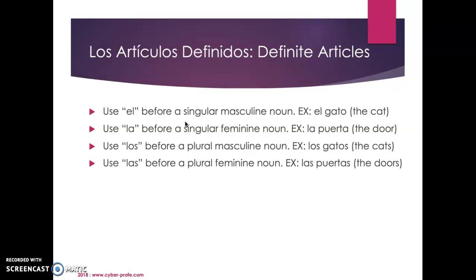We are going to use los before a plural masculine noun. So an example is los gatos, the cats. Again, we are talking about more than one, meaning plural. And we are going to use las before a plural feminine noun. So for example, las puertas, or the doors.